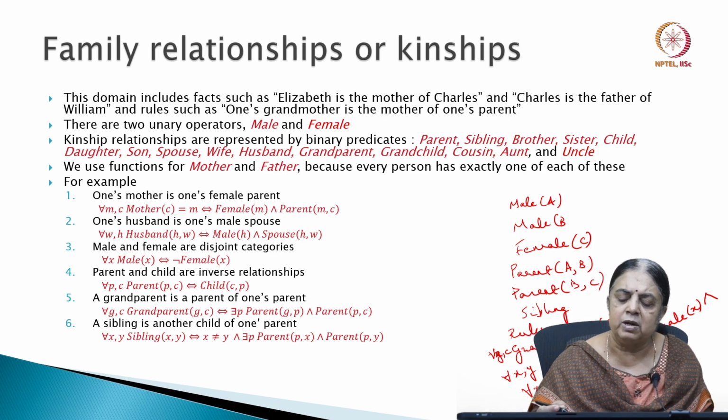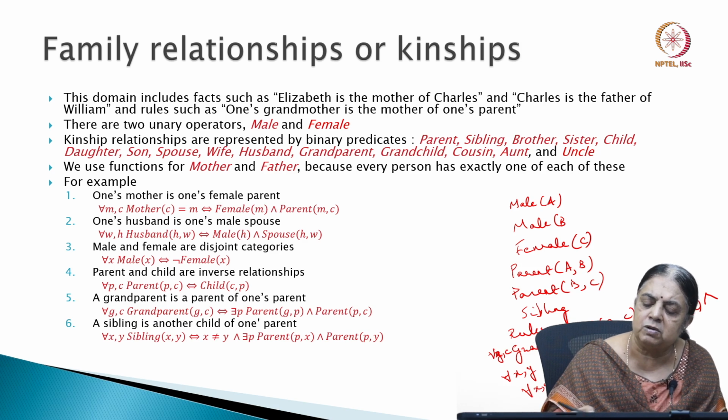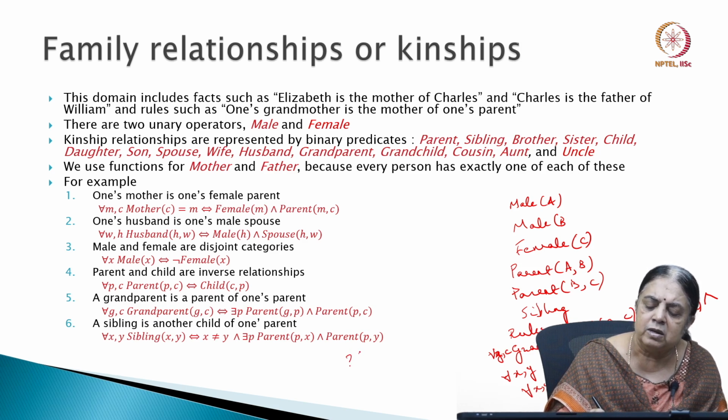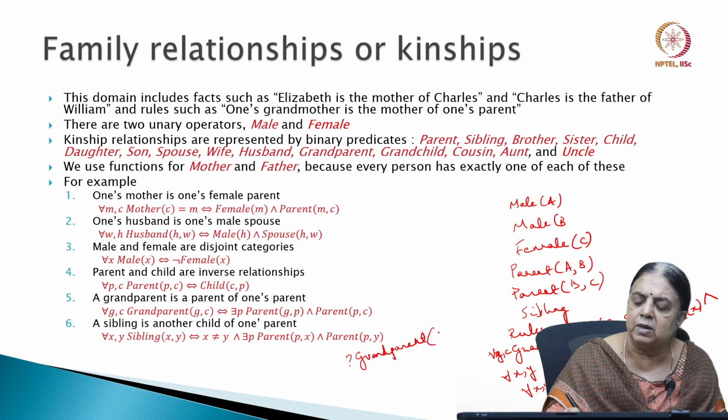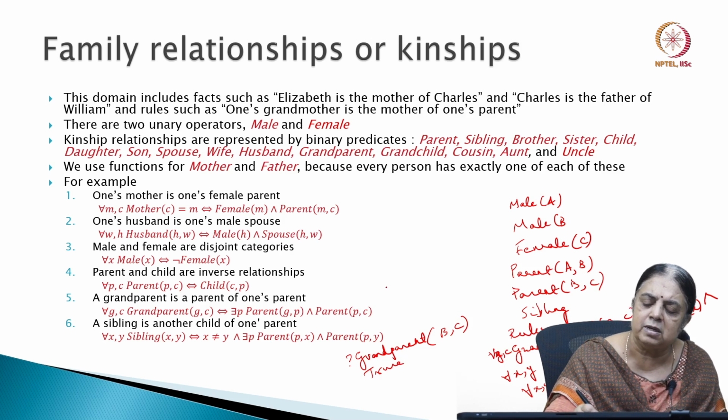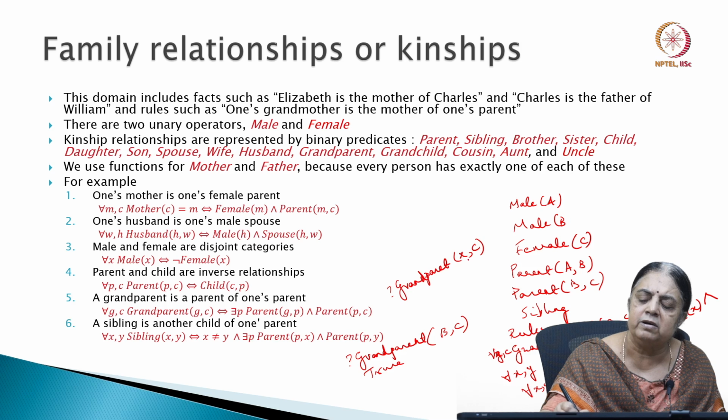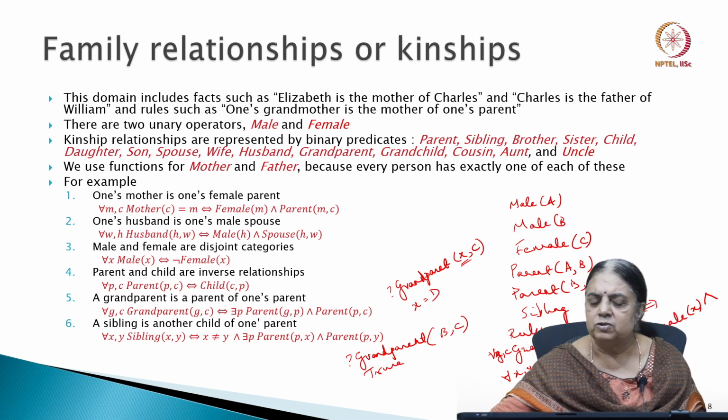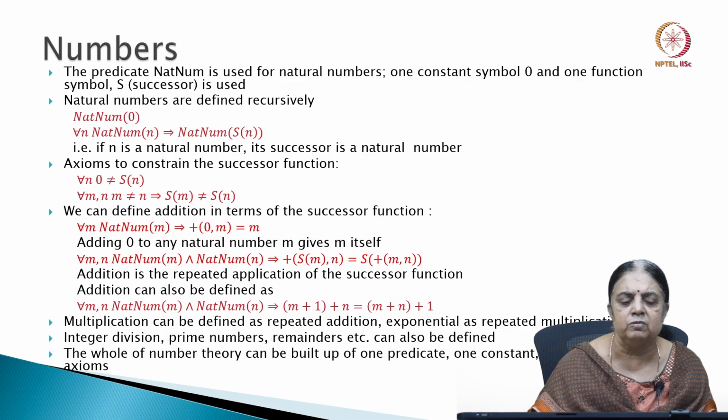And you can have a knowledge base in which you can ask questions. Okay, so you want to know whether grandparent, say A and B or B and C, etc., right? And it will tell you whether it's true or not. Or if you say grandparent x C, you can find an instantiation for x, a substitution. So x is equal to say D or some such thing. So that's how this family relationship would work.